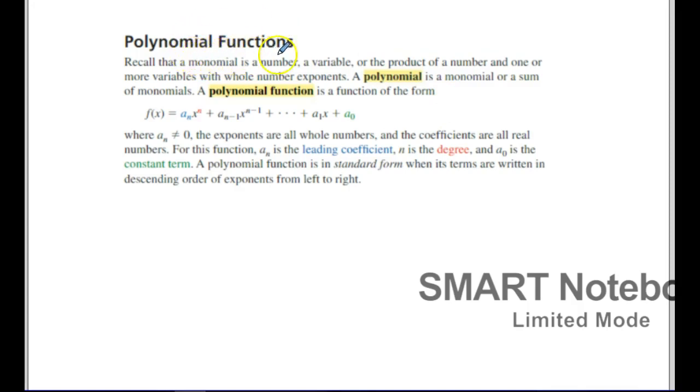So remember that a monomial is a number, a variable, or the product of a number and one or more variables with whole number exponents. That's the big key, whole number exponents, okay? So just some terms we have. Our first term is the leading coefficient. The leading coefficient is the number in front of the term with the highest exponent. The degree is that highest exponent. And then our constant term is our term with no exponents. Okay, so when we are writing this in standard form, we always start with the highest exponent and then work our way down.